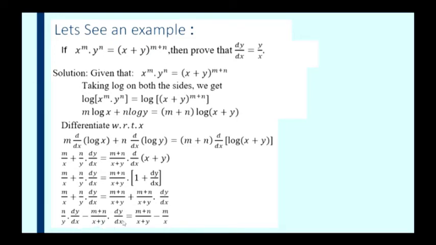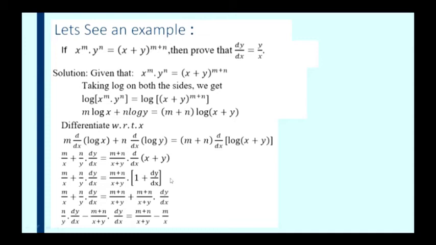So that will be n upon y dot dy by dx minus m plus n upon x plus y into dy by dx equal to m plus n upon x plus y minus m upon x. So I have taken dy by dx terms together and free from dy by dx terms together. Over here to this step, writing brackets is very important. Is this clear? If you don't write brackets, you will not multiply m plus n upon x plus y to dy by dx. Many students make mistakes over here only. So writing brackets is very important. Fine, we'll go to the next step.